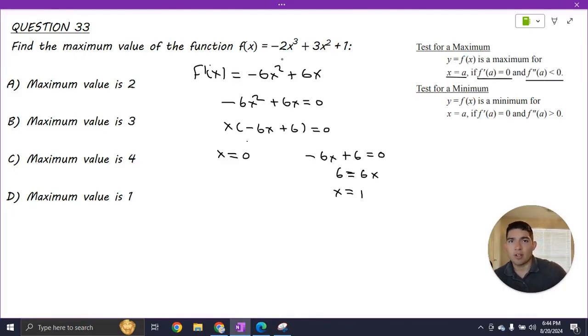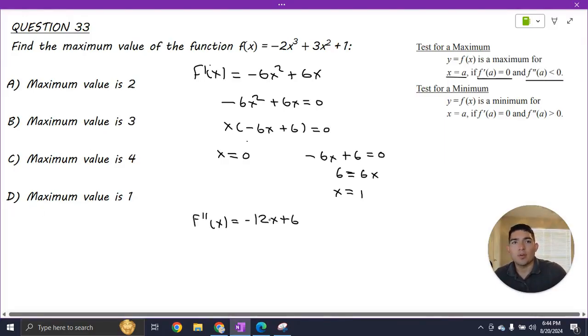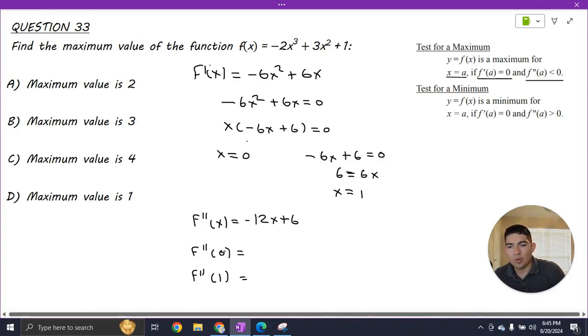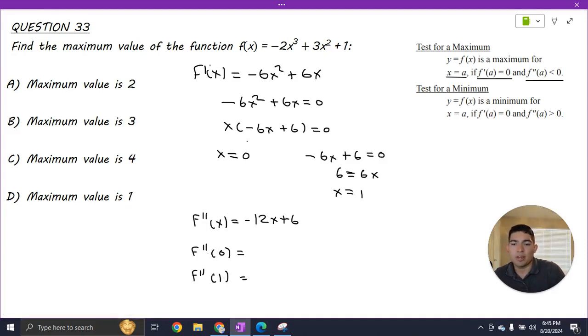So let's go ahead and start off by taking f double prime. So f double prime, otherwise known as the second derivative, is going to be negative 12x plus 6. So now let's go ahead and plug in our x equals a values. As you can see right here, we need to do f double prime of a. So one of them is going to be f double prime of 0. The other one is going to be f double prime of 1.